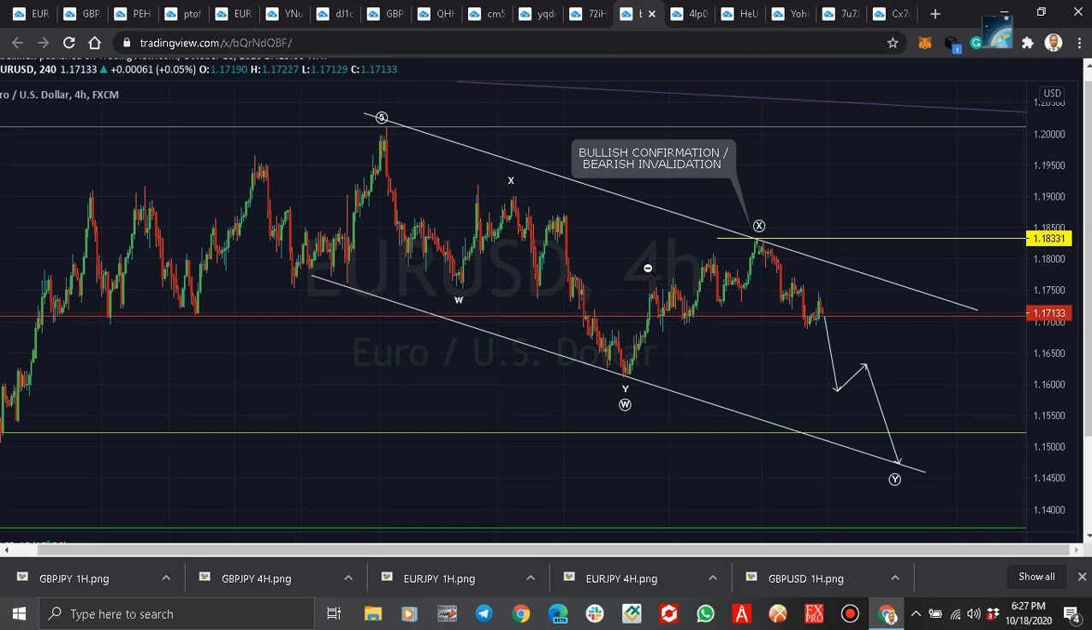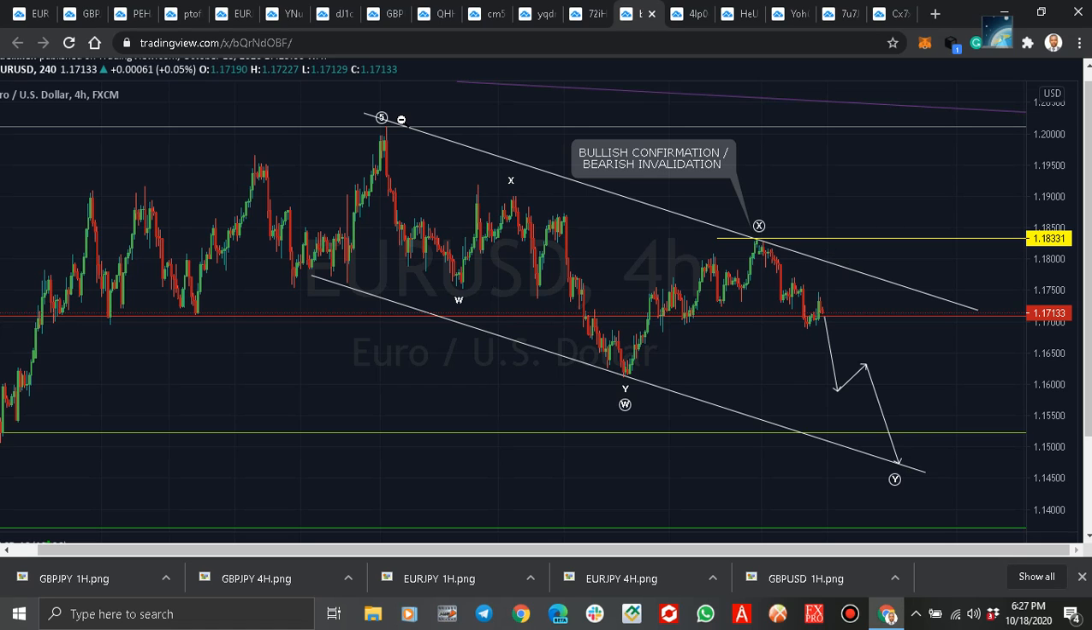On daily, okay, 4 hours. I mean, sorry, 4 hours. So on 4 hours, you can see that wave X seems to have finished. So with this type of movement, we expect wave Y to terminate here or even break it. So if you don't have an open position, I advise you to sell from this level down here.